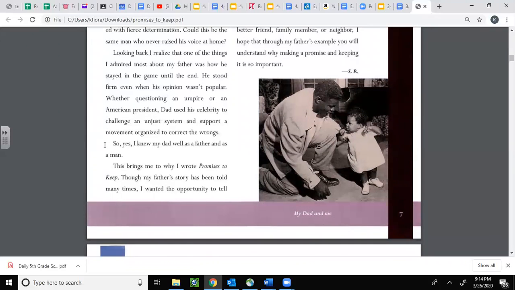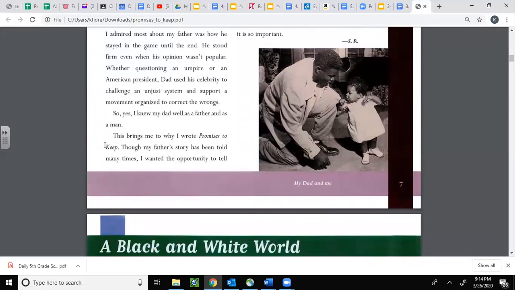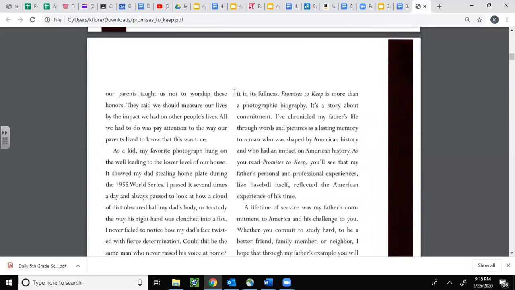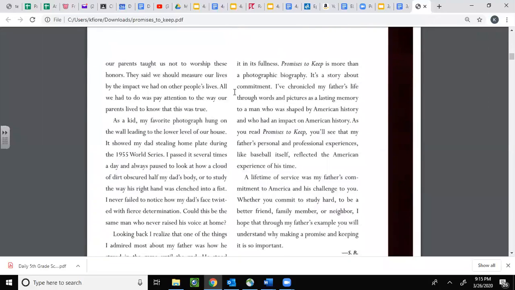This brings me to why I wrote Promises to Keep. Though my father's story has been told many times, I wanted the opportunity to tell it in its fullness. Promises to Keep is more than a photographic biography. It's a story about commitment. I've chronicled my father's life through words and pictures as a lasting memory to a man who was shaped by American history and who had an impact on American history.